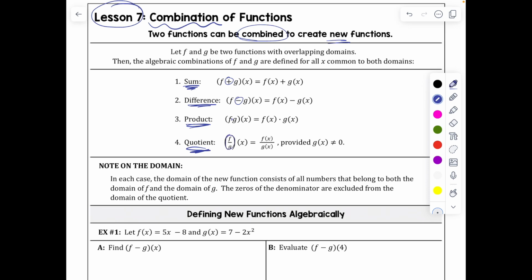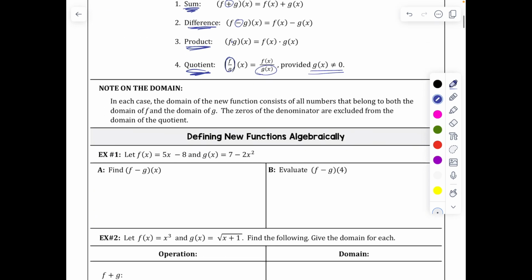Okay, keep in mind if we use a quotient, whatever the denominator function is means that the denominator function cannot equal 0 for it to be defined. For the domain, in each case, the domain of the new function consists of all of the numbers that belong to both the domain of f and g. The zeros of the denominator are excluded from the domain of the quotient.